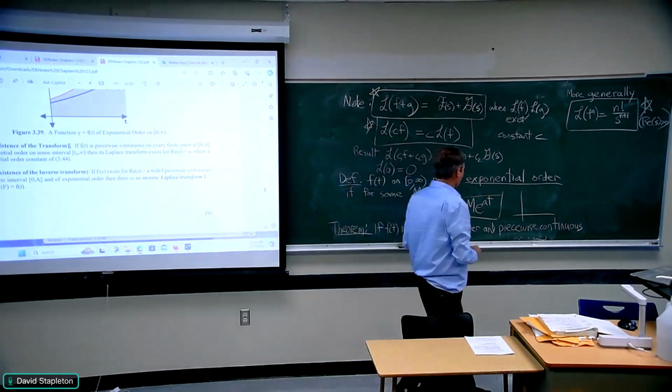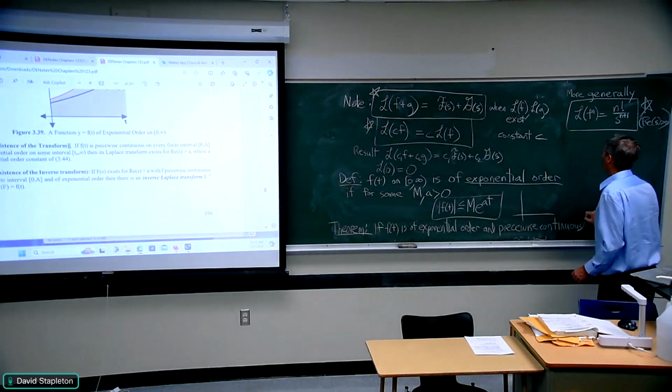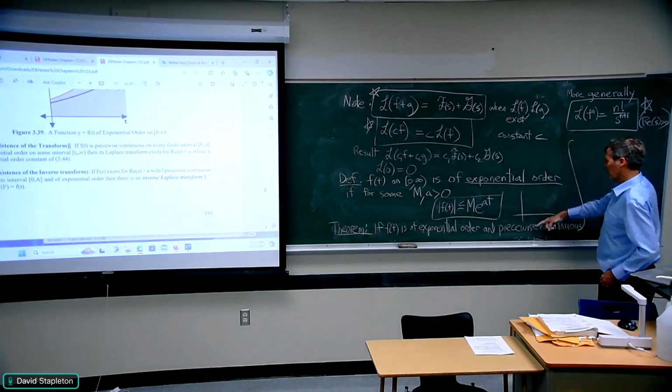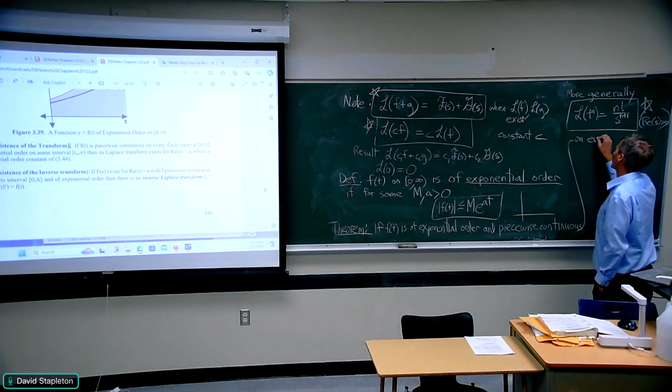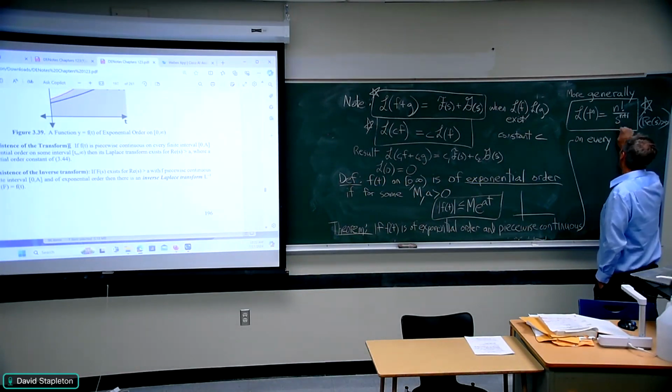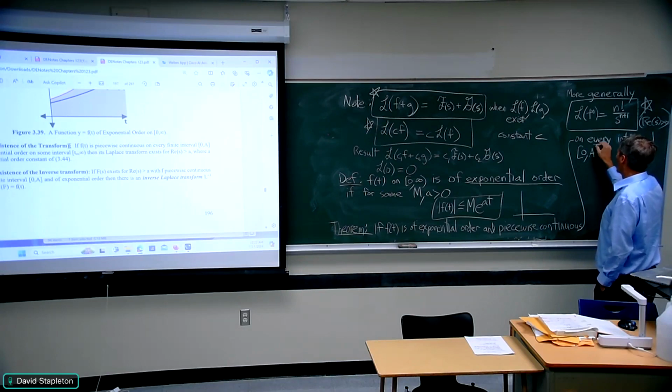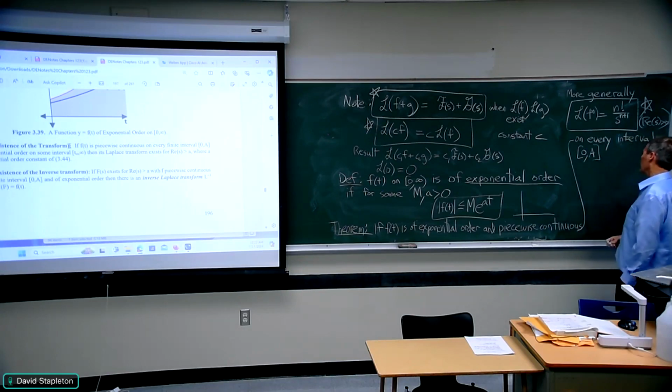Right, so let's finish this here in case you want to write it down. If f of t is of exponential order and piecewise continuous on every interval, 0 to A, where A is any positive number.